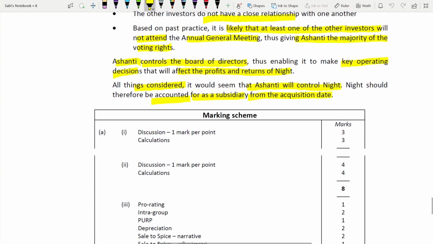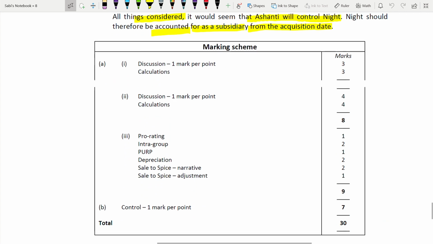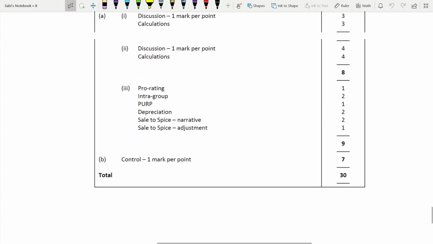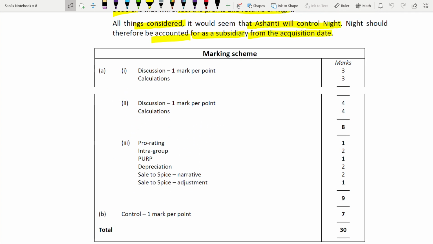Now let us go to the marking scheme. Marking scheme is important. So the first part was for 6 marks. This 6 marks: 3 for discussion, 3 for calculation. Next was for 8 marks. Same: 4 for calculation, 4 for discussion. Equally it is divided between the two. And for discussion, 1 mark per point.